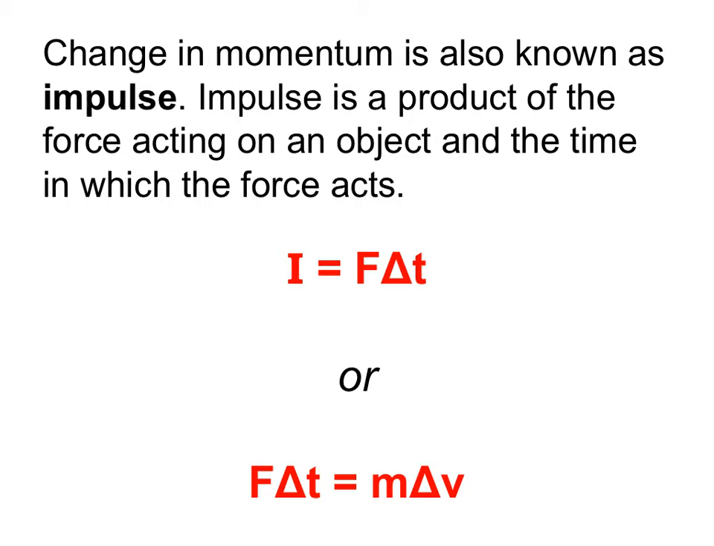That change in momentum is also known as something called impulse. Impulse is how much force is acting on an object and for how long is that force acting. So we can say that I, or impulse, is equal to force times delta t. So the amount of force times the change in time, or the total amount of time. But because impulse and change in momentum are exactly the same thing, you can also say that force times time is equal to mass times that change in velocity. So impulse and a change in momentum are exactly the same thing.